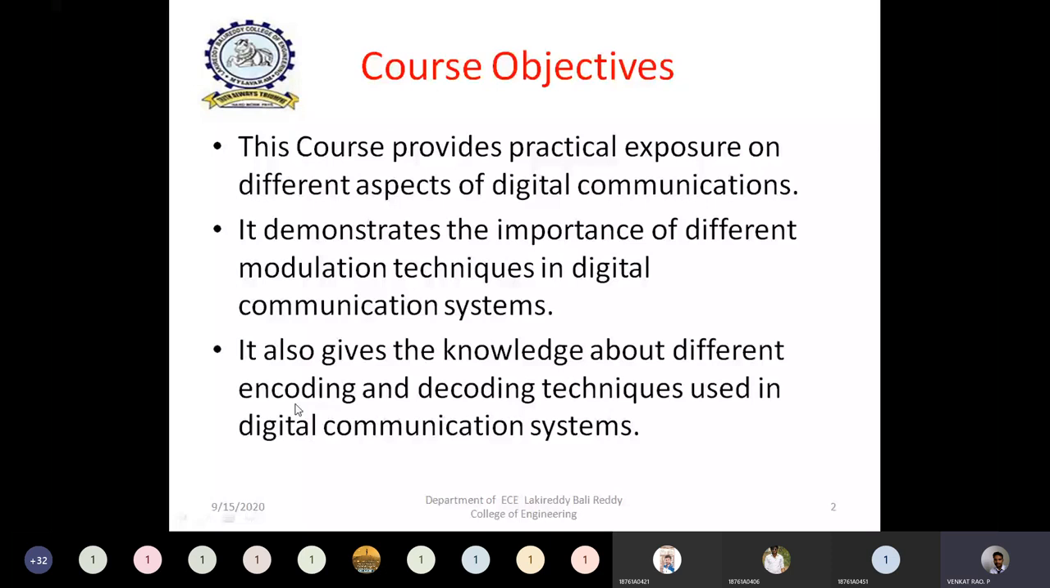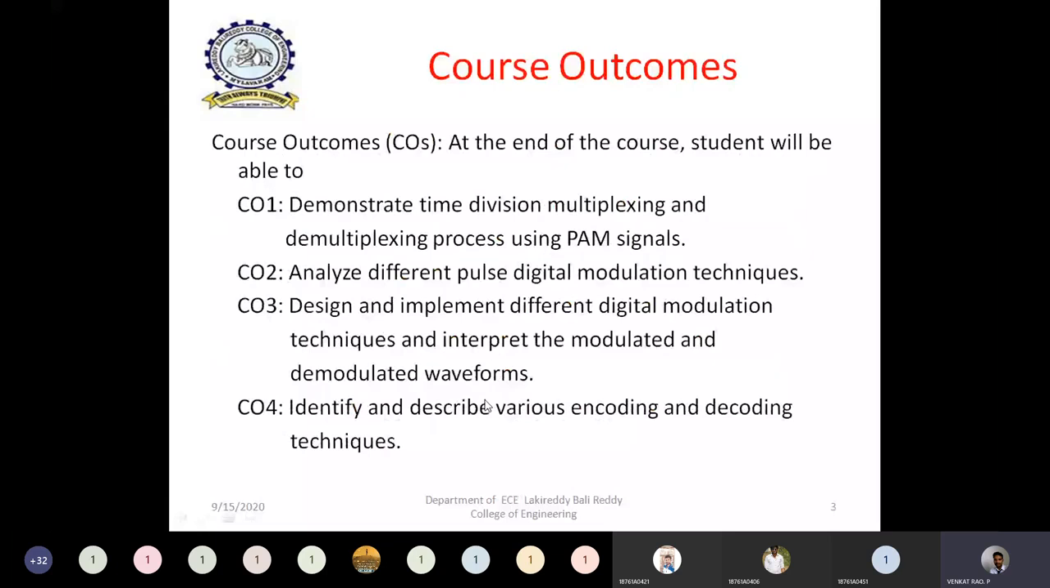Coming to the course outcomes, these are the course outcomes for our digital communications lab. After the end of the course, you should be able to demonstrate time division multiplexing and demultiplexing using PAM signals, and analyze different pulse digital modulation techniques. You should be able to design and implement different modulation techniques and interpret the modulated and demodulated waveforms. Similarly, you should also identify and describe various encoding and decoding techniques.